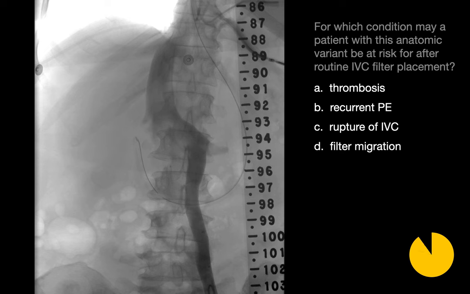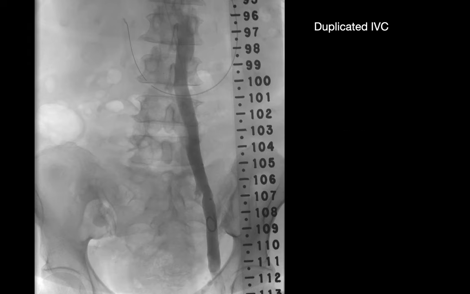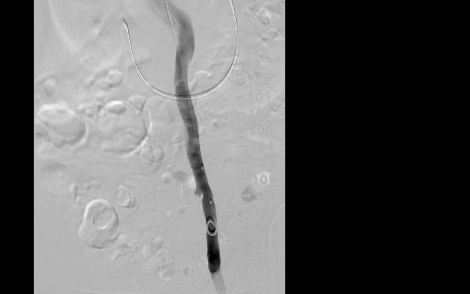For which condition may a patient with this anatomic variant be at risk after a routine IVC filter placement? So in this patient who has a duplicated IVC, the fear would be a recurrent PE if the duplicated IVC were not known and only one vena cava filter were placed. Here are some additional images from the patient's IVC filter procedure.